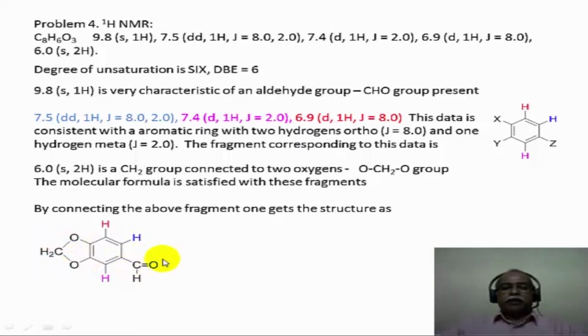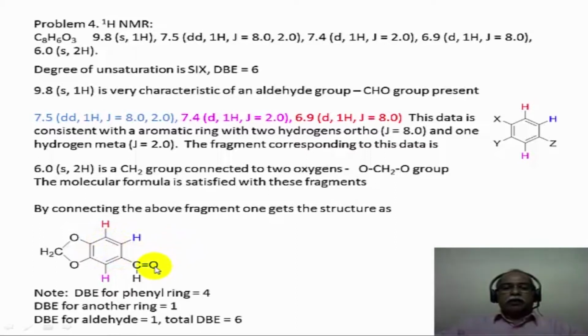Now the degree of unsaturation is accounted like this. The aromatic ring will have 1 unsaturation for the ring structure, and there are 3 double bonds. So totally an aromatic ring of phenyl type constitutes an unsaturation of 4. Then you have an aldehyde functional group which constitutes an unsaturation of 1. The methylene dioxy unit, this ring system, constitutes another unsaturation. So the double bond equivalent of 6 is also satisfied in this manner.